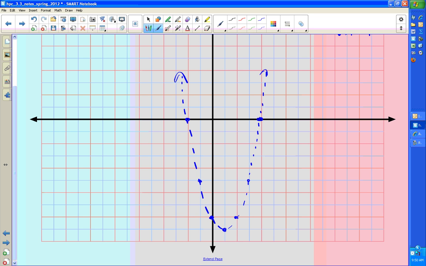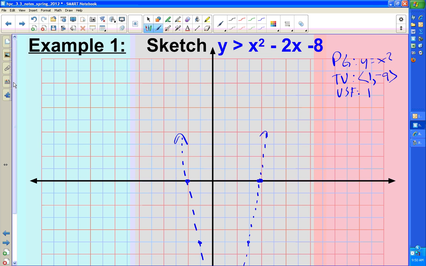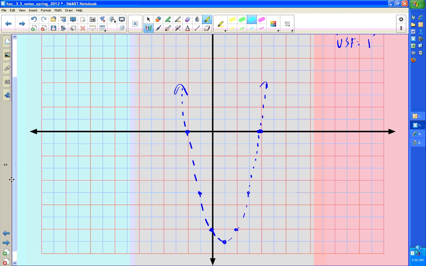What should I use as a test point? 0, 0. That's always going to be the easiest, unless your graph goes through 0, 0. If you plug in 0, 0, these things all become 0. 0 is greater than negative 8. True or false? True. So I'm going to shade so that I cover 0, 0. Use a highlighter. You're going to need a couple of different highlighters for this.